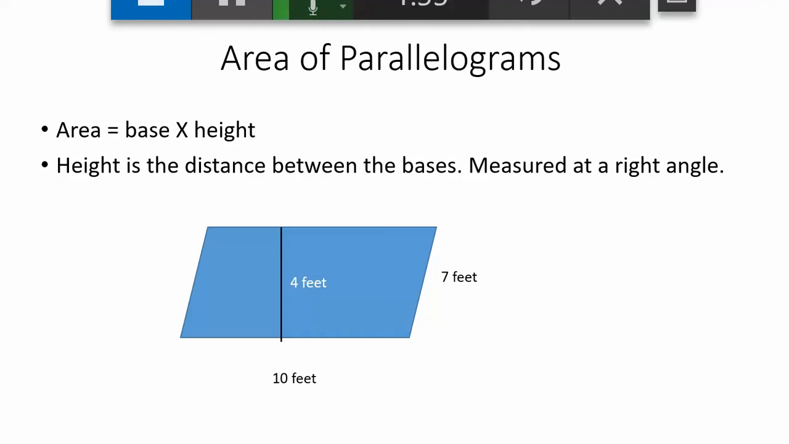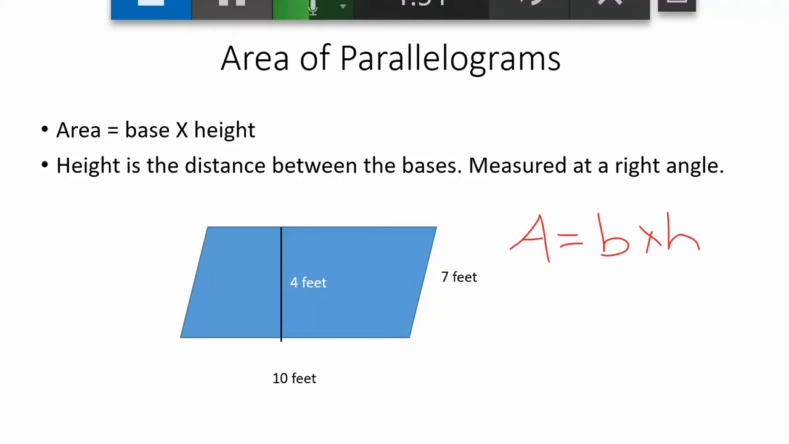The area just needs the base times the height. I need to find the 2 that meet to make a right angle. I notice that the 4 is measured straight up and down. That means the 4 is my height. The one it connects to is the base.